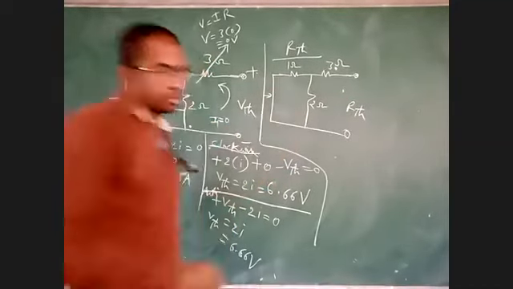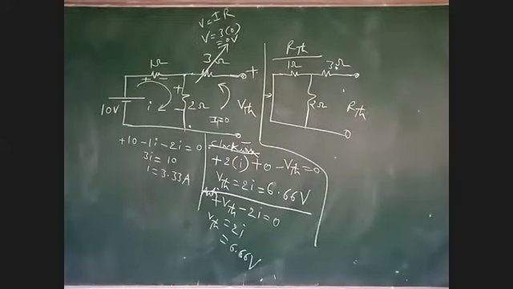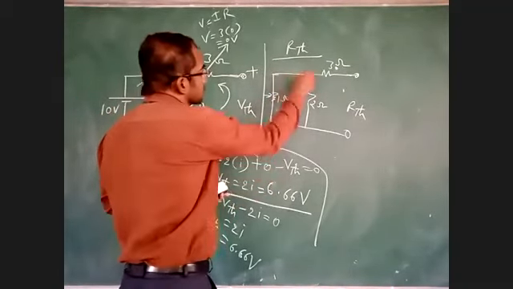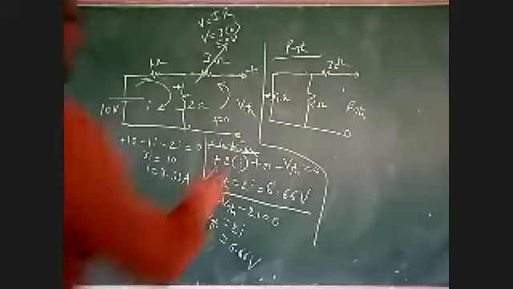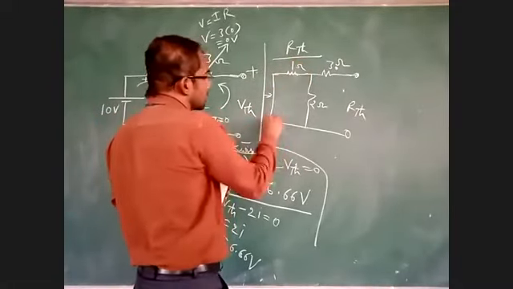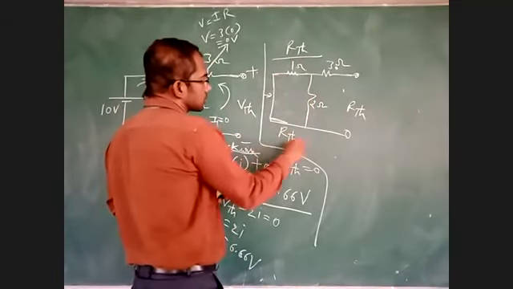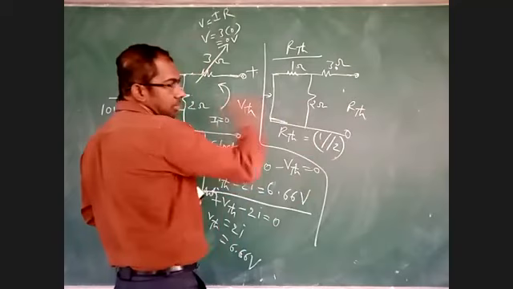1 and 2 are in parallel or series? See properly. Suppose if I connect this 1 ohm here, now it is parallel. That means this 1 and 2 ohms are in parallel here. If we are calculating RTH here, calculate from the opposite side.